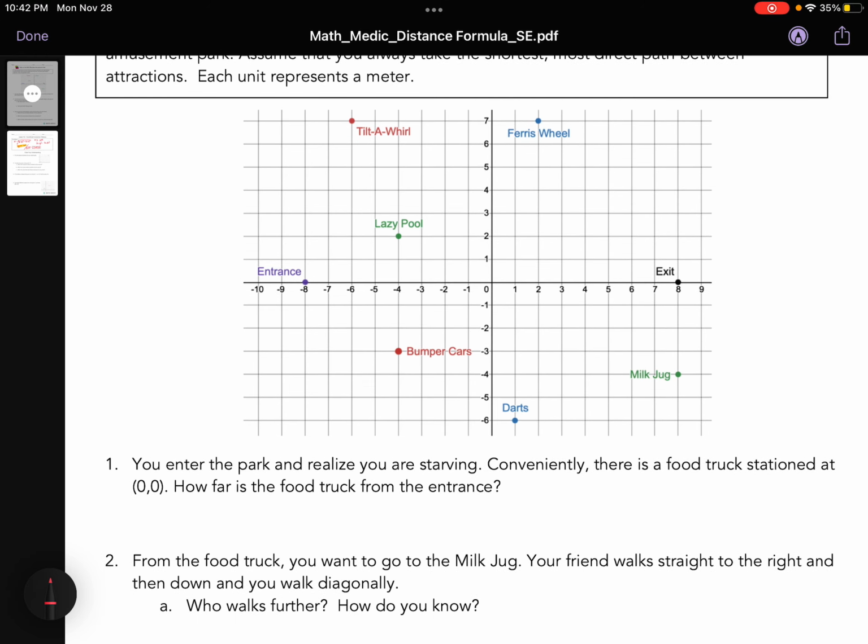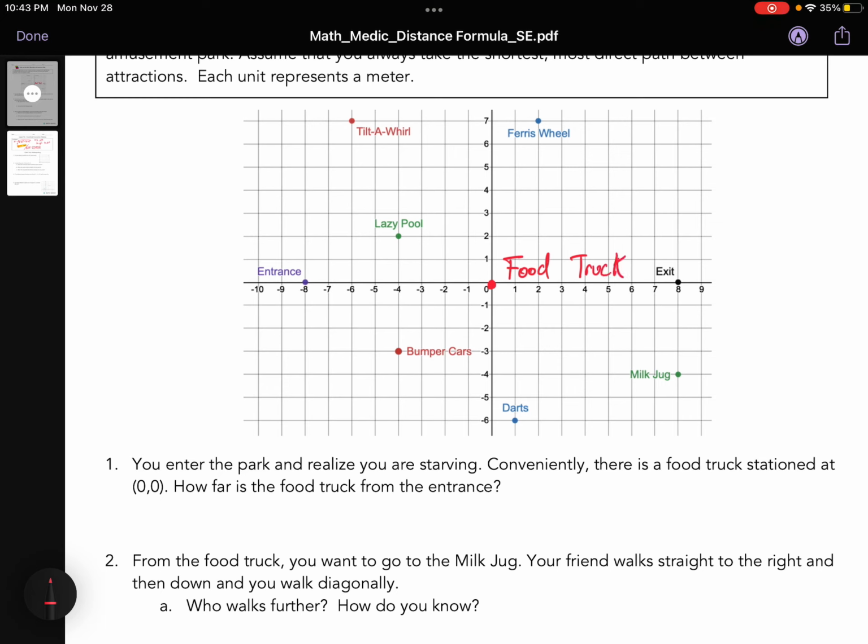Number 1. You enter the park and realize you are starving. Conveniently, there is a food truck stationed at 0, 0. How far is the food truck from the entrance? Well, this is 0, 0, and that is the food truck.